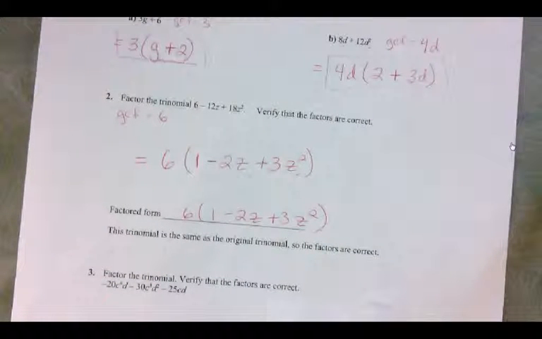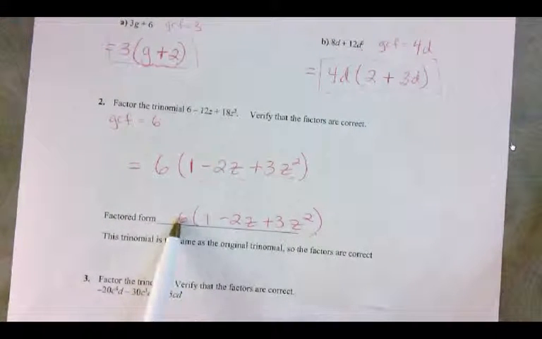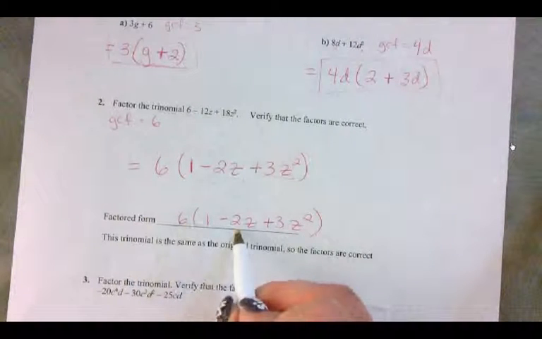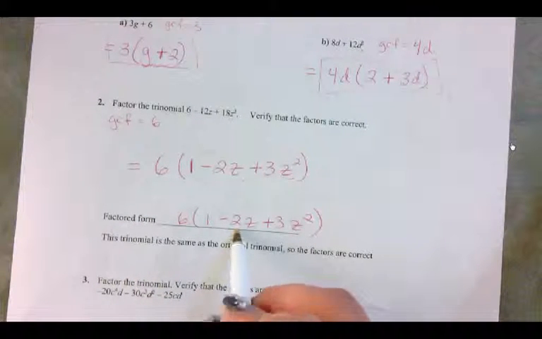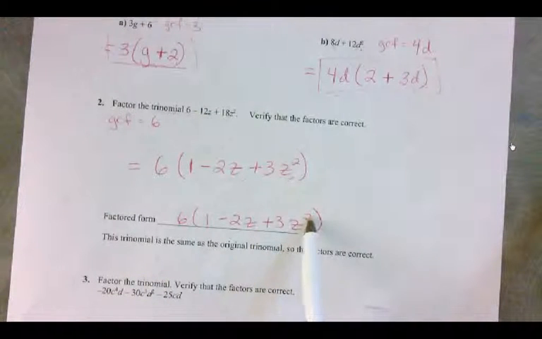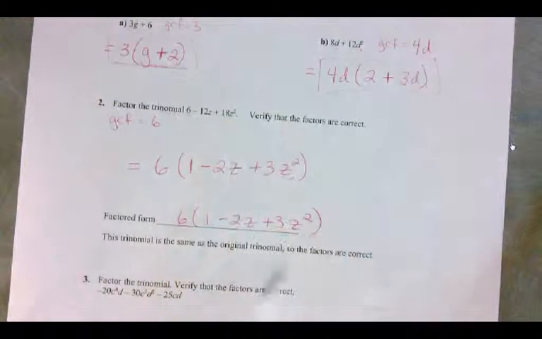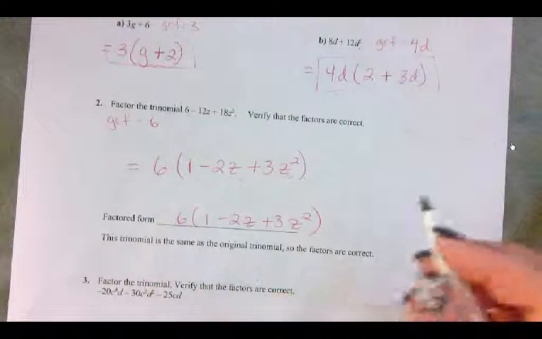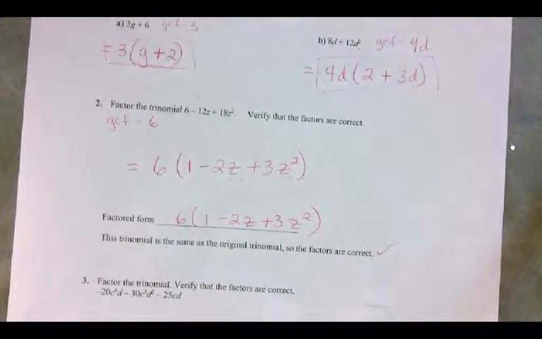Okay. How can we check to see if we have the correct answer and make sure we've done things properly? We can times it back again. Yeah, so 6 times 1 is 6. 6 times negative 2Z is negative 12Z. And 6 times 3Z squared is 18Z squared. So that works? So the trinomial is the same as the original trinomial, so the factors are correct. Good.